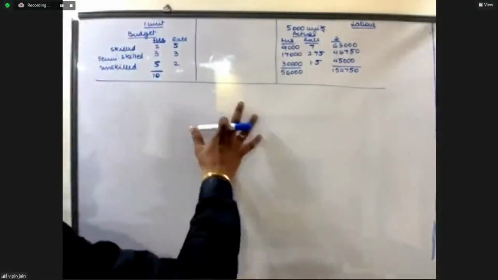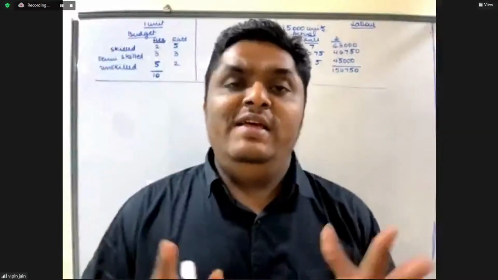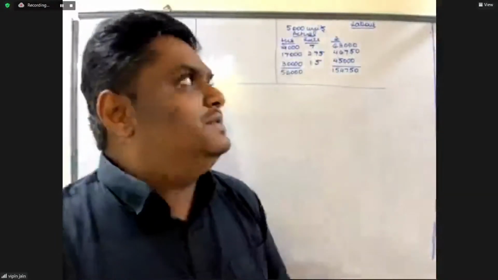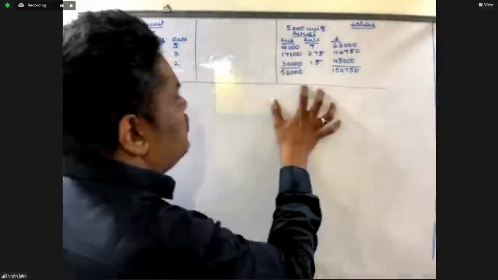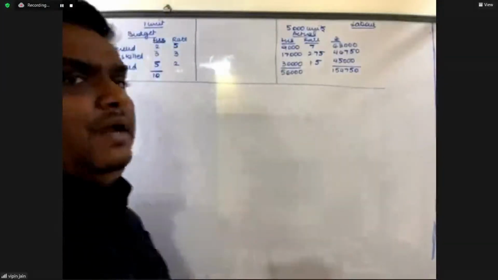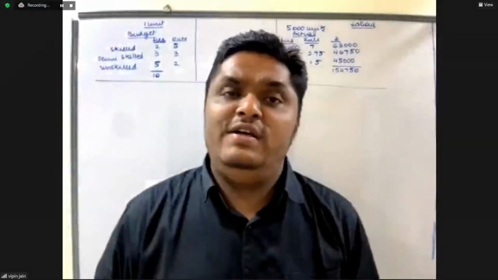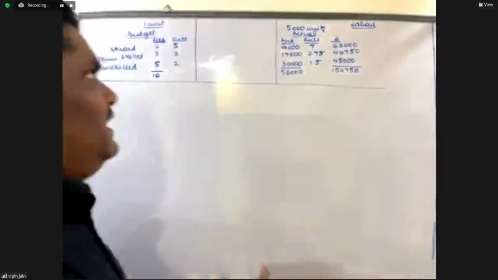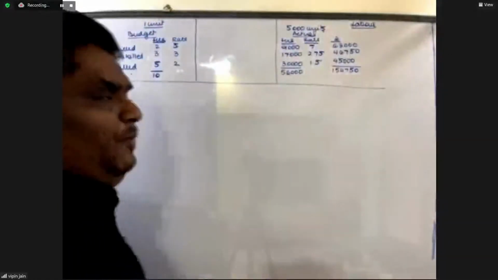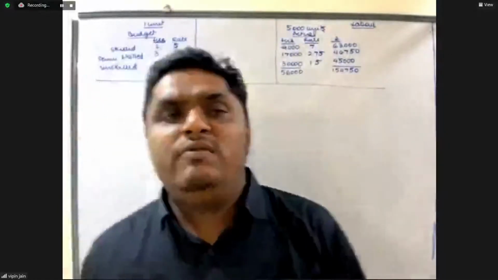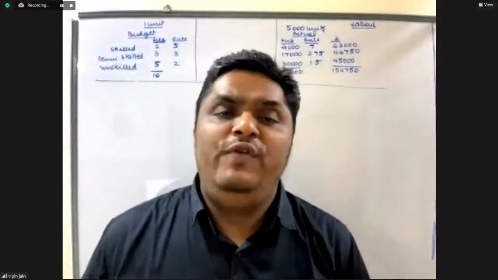So now the point is, assume that this is the question of material. Now my question is, are these two figures comparable? This is the data for 1 unit of output. This is the data for 5,000 units of output. So assume that this is the question of material. Are these two figures comparable?